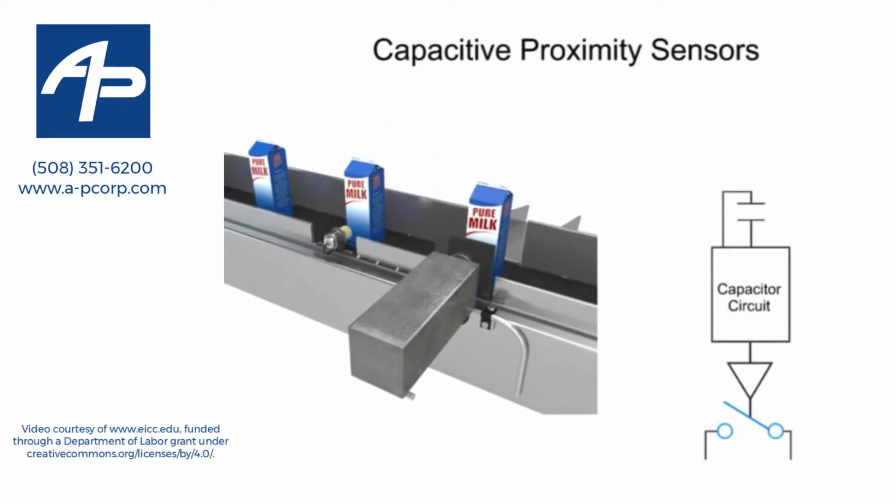Two small plates located in the front of the sensor form a capacitor. As a target enters the sensor's range, the capacitance of the two plates increases, thus causing a change in the oscillator frequency, which also activates the sensor's output, either normally open or normally closed, respectively.